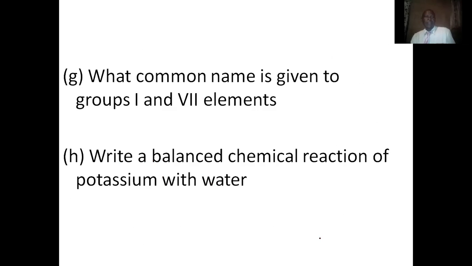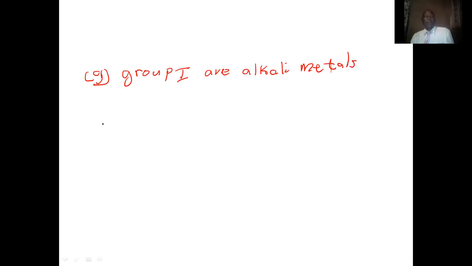So what common name is given to group 7 and group 1? So number G, group 1 elements are also known as alkali metals, while group 7 elements are halogens. They are known as halogens.